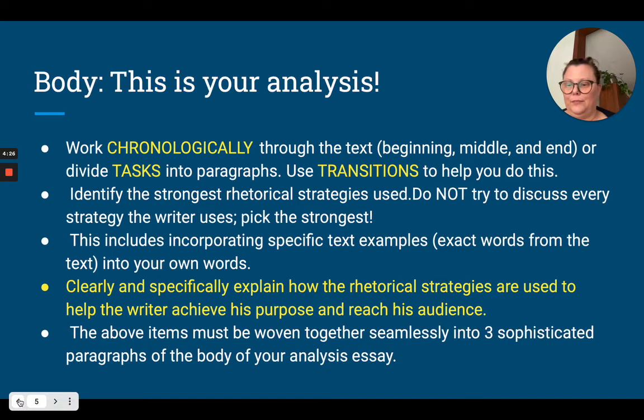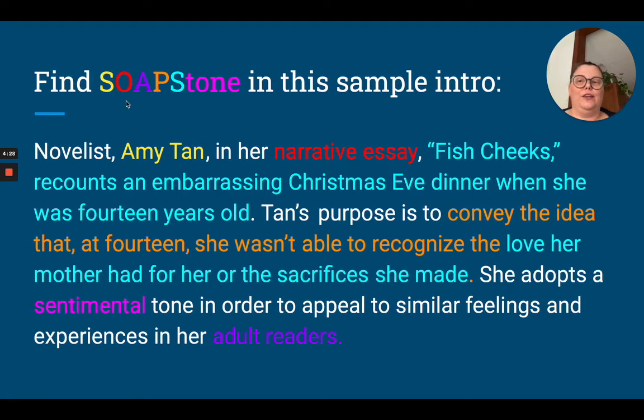Let's go back. Okay, so speaker, Amy Tan. Occasion, it was a narrative essay. Now your occasion is probably not going to be a narrative essay. It's going to be a newspaper article or an introduction to a book or a speech, okay? Audience, okay? And we can go through all of them. It's all used here.